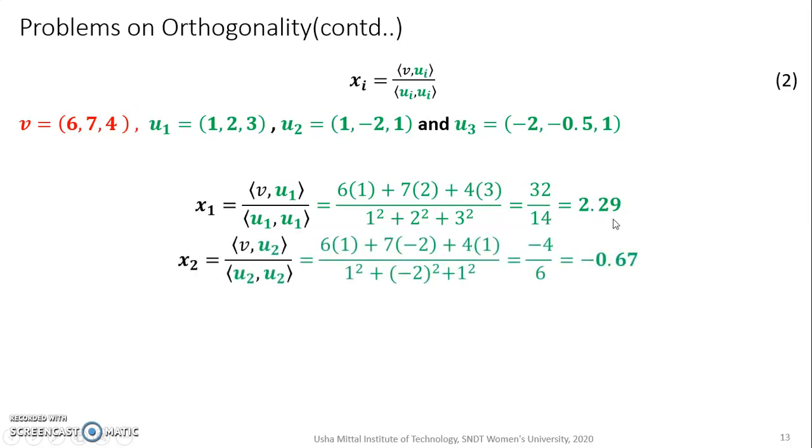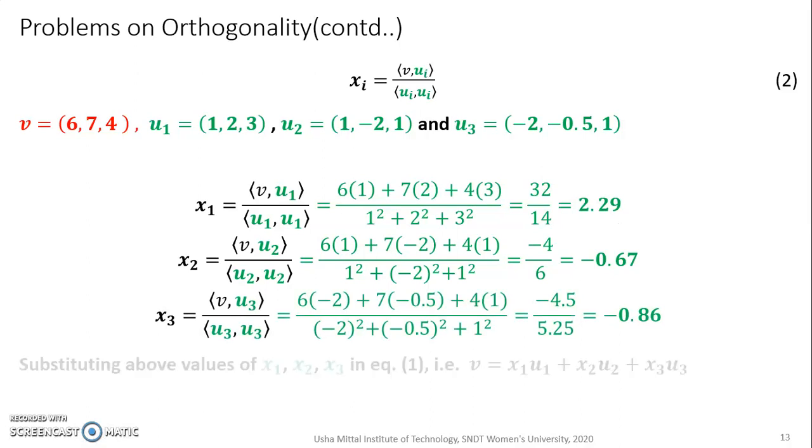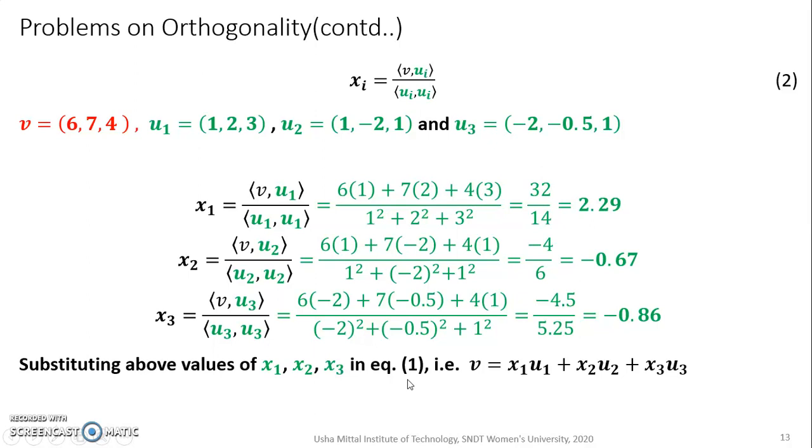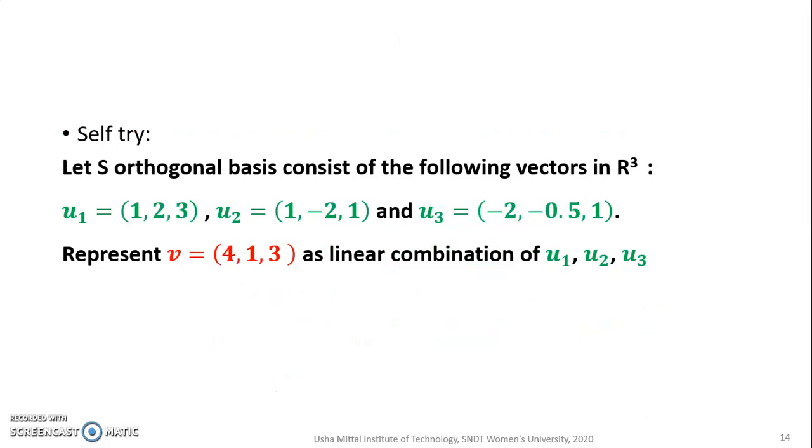Similarly, we will evaluate the values of x2 and x3, and hence by substituting these values of x1, x2 and x3 in equation 1, we can write v as a linear combination of u1, u2 and u3 as shown over here. So you can try this example yourself by using the same steps we have just discussed.